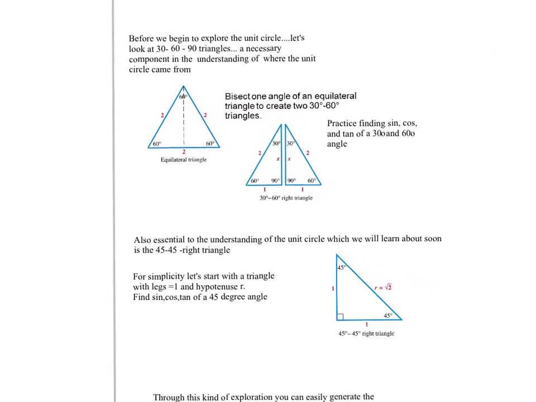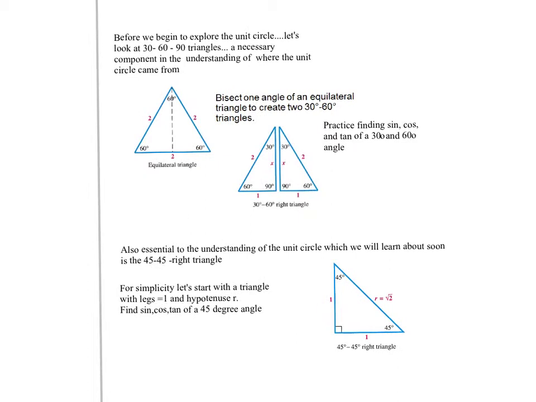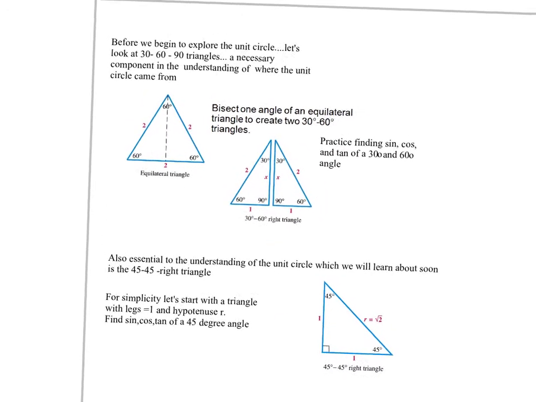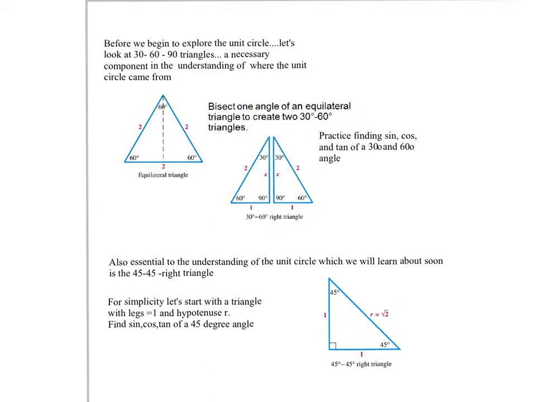Now, in future lessons we're going to be talking about the unit circle, but in order to design our own unit circle, we have to look at some basic constructions of 30, 60, 90 triangles, two very popular triangles, the 45, 45 right triangle and the 30, 60, 90 triangle. So let's just start with an easy construction for all of us to do.